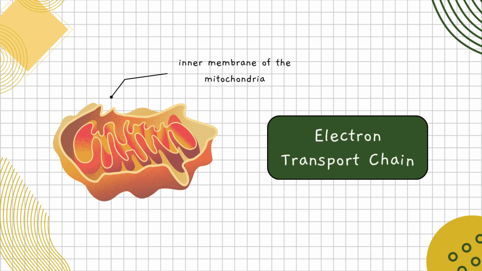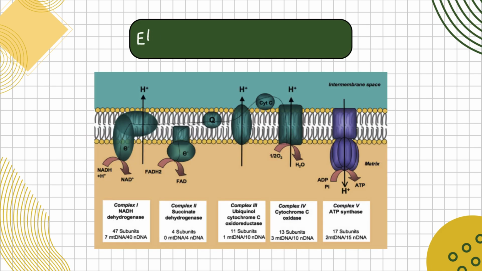Now comes the main event, the electron transport chain, which takes place in the inner mitochondrial membrane. Here, NADH and FADH2 donate their electrons. As the electrons move through the chain, they help pump protons and create a gradient that powers ATP synthase, a machine that makes ATP. At the end of the chain, oxygen picks up the electrons and combines with protons to make water. This step makes around 34 ATP, the most of all three steps.